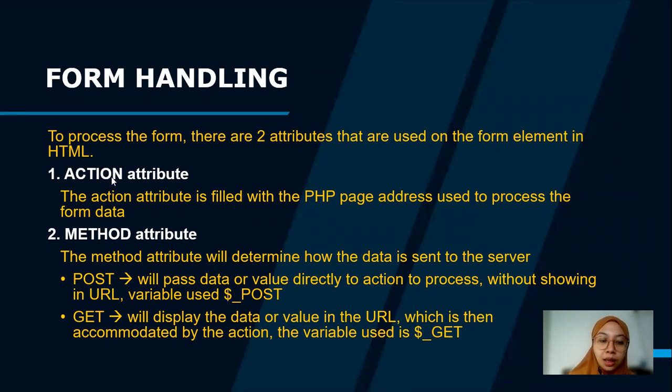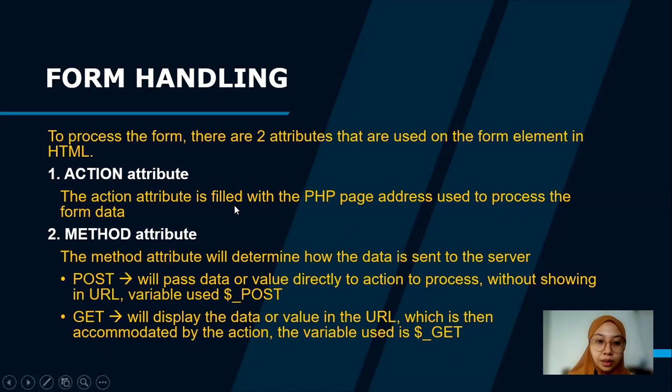Usually in the action attribute, we don't put an HTML file because an HTML file cannot process our form. It must be a PHP file, because PHP is the one that can process our form. Okay. And the second is method. I think you have learned about method before. We have two kinds of method. The first is post and the second is get.